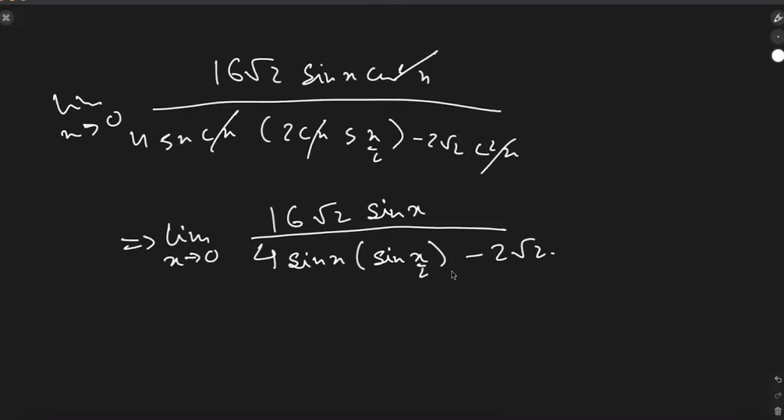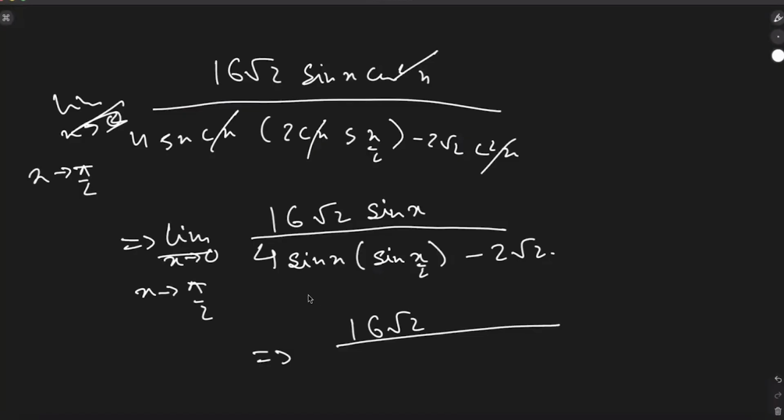So now if you put the value for x equal to 0, what are you going to be left with? No, I'm so sorry. x was tending to pi by 2 this whole time. Alright. So x tends to pi by 2. I can just solve this one. So it will be 4 into 1 into 1 upon under root 2. And there's a 2 as well over here. Minus 2 under root 2.